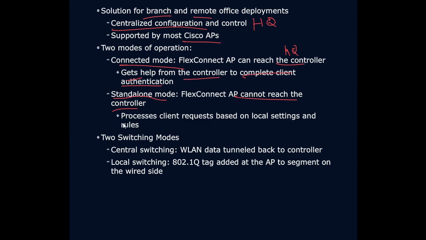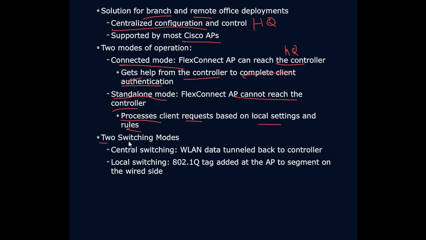Now, when we are in standalone mode, we process clients' requests based on the local settings and rules. So this may or may not be an issue. We're going to dive into this in a little bit, but standalone mode can cause all sorts of issues if we have centralized authentication and we have other issues going on in the background to where these local settings just aren't enough to get us back online. So the goal is to stay in connected mode, but we need to plan for what happens when we lose connectivity to that wireless LAN controller. Well, that's one of the drawbacks of FlexConnect, really. When we lose that connectivity to that headquarter office, FlexConnect kind of has to default back to standalone mode.